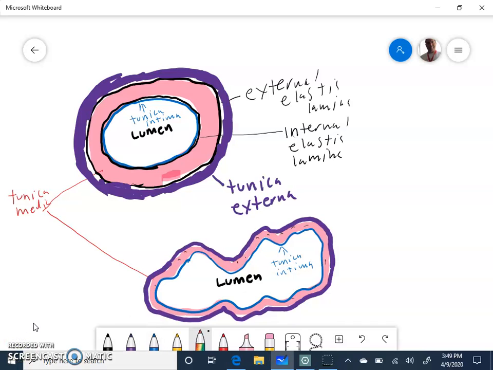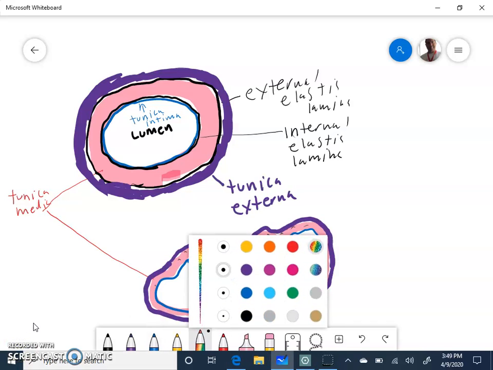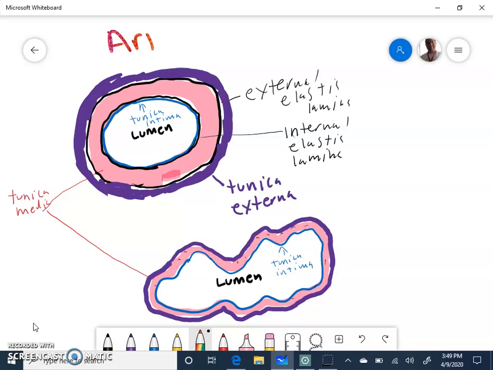Lastly, we need to label what they are. So this is an artery, and this is a vein. Now on the lab exam, I'm going to ask you to identify, is it an artery or a vein? And then I'm going to ask you to identify the tunics. Intima is blue, it's the inner one. Media is the middle one. And externa or adventitia is the outer one.